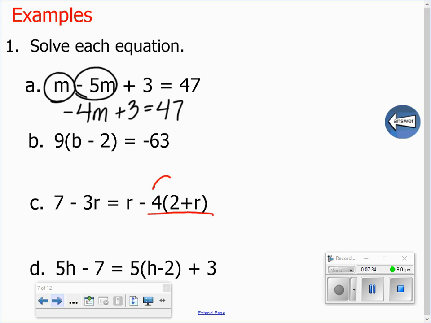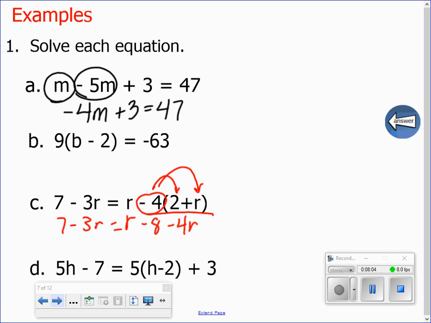So I'm distributing this minus 4. It's very important that you recognize that it distributes across. So we have r, and then minus 4 times 2 plus r. So this will be r. Negative 4 times 2 is negative 8. Negative 4 times r is minus 4r. And then equals, on this side, 7 minus 3r.